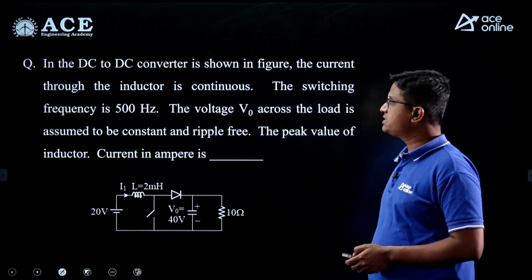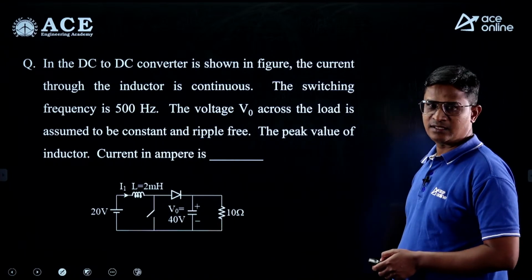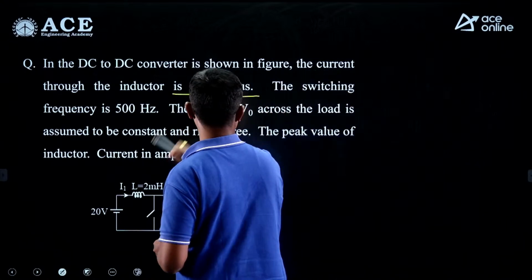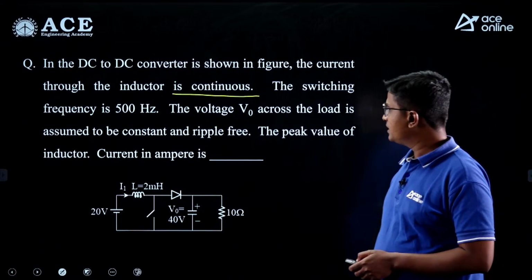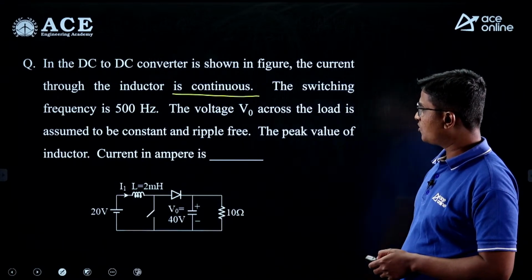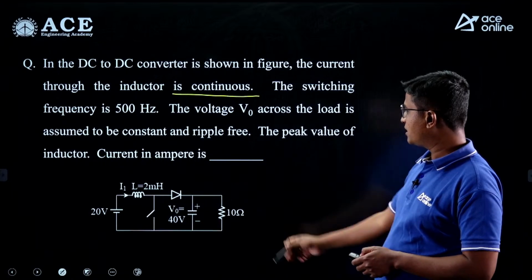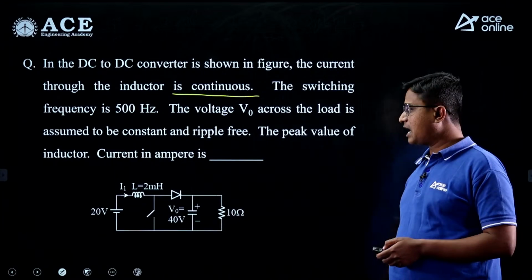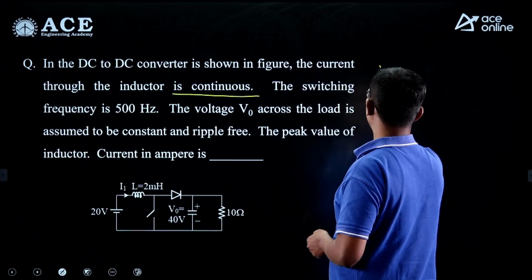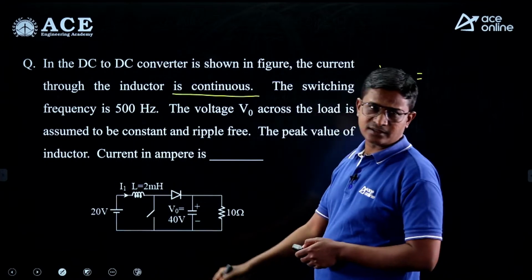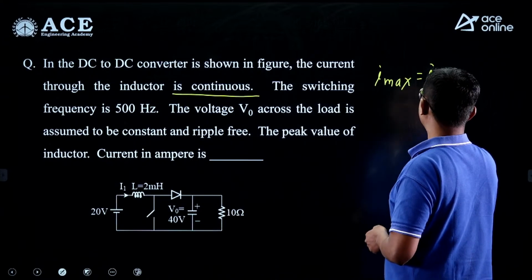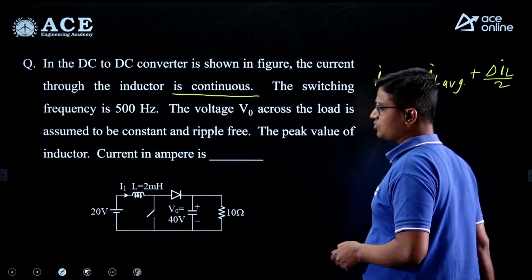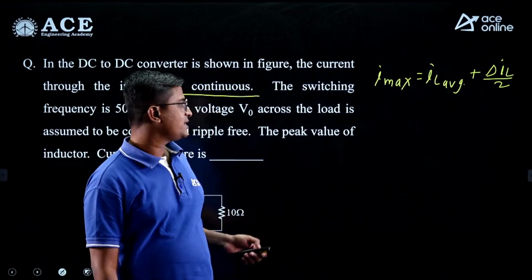Next, in the DC to DC converter shown in the figure, the current through the inductor is continuous. So conduction is continuous here. The switching frequency is 500 hertz. The voltage V0 across the load is assumed to be constant and ripple free. So load voltage is constant. The peak value of the inductor current in ampere is, so he is asking the Imax. So we know in DC to DC converter, Imax is equal to IL average plus delta IL by 2. So for finding Imax, we want IL average and delta IL.